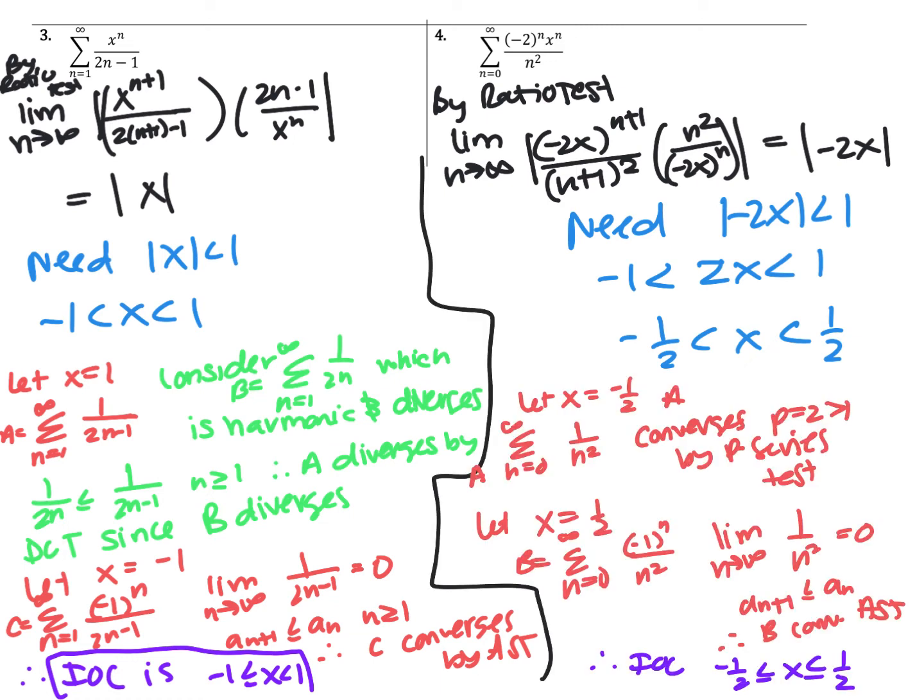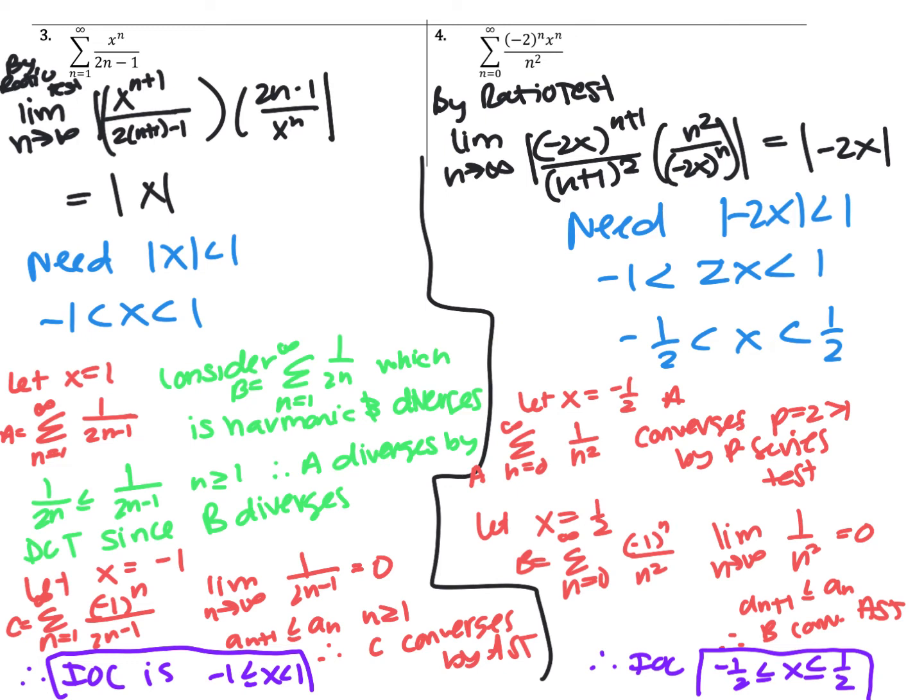So this problem works out pretty nicely. If you plug in -1/2, you end up with a p-series, 1 over n squared, which converges by the p-series test. If you plug in +1/2, you end up with an alternating series that's going to converge by the alternating series test. So this time we have the interval from -1/2 to +1/2, and it's inclusive on both sides.